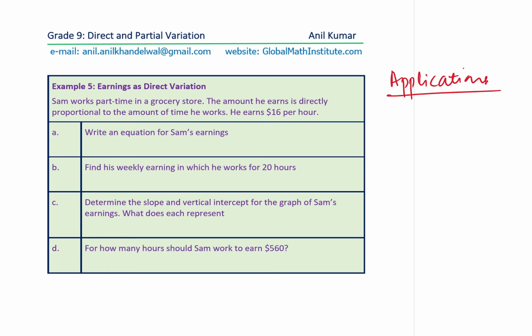I'd like you to read the question, answer. Here is the question. Sam works part-time in a grocery store. The amount he earns is directly proportional to the amount of time he works. He earns $16 per hour. Now clearly, we have written here that the earning is directly proportional to the amount of time. So it is an example of direct variation. Very clear, right? So we can say that the earnings are directly proportional to time worked.